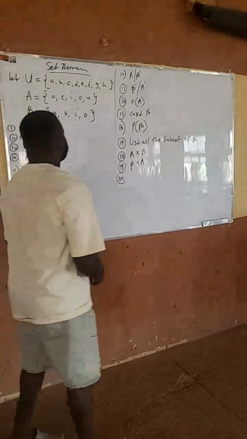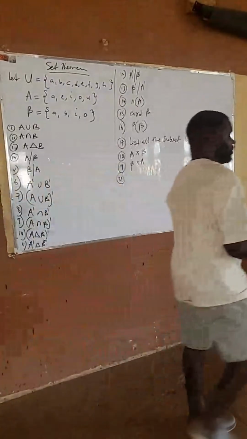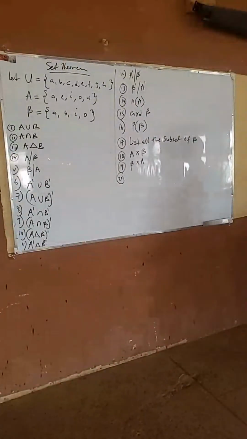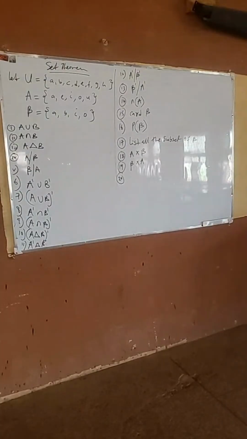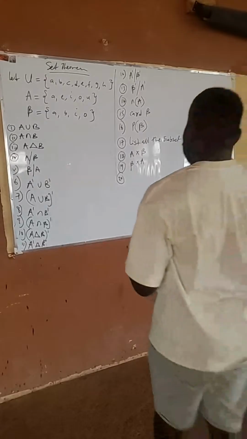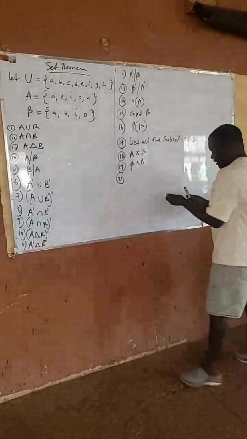So now, if you look at the first question, we are asked to find union. Who can remind me what is union? What does union mean? Union means bringing them together without repeating any element. Yes. Union means just to bring them together without repeating any element. So let us unite them. Let me refill my marker.